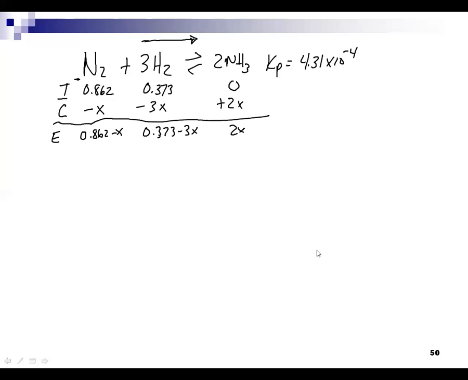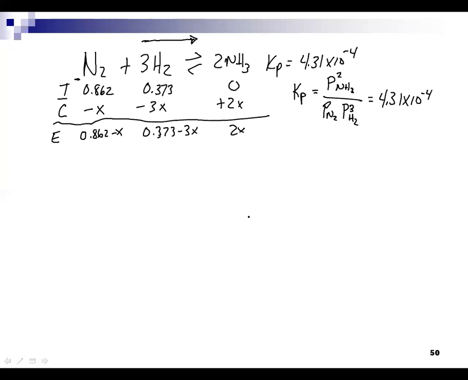So just like normal, once we've done our ICE table, we do want to look at our expression. In this case, our expression is going to be our Kp, which means this is going to be the partial pressure squared of NH3 divided by the partial pressure of N2 times the partial pressure cubed of H2. And that's going to equal our K, which is 4.31 times 10 to the minus 4.